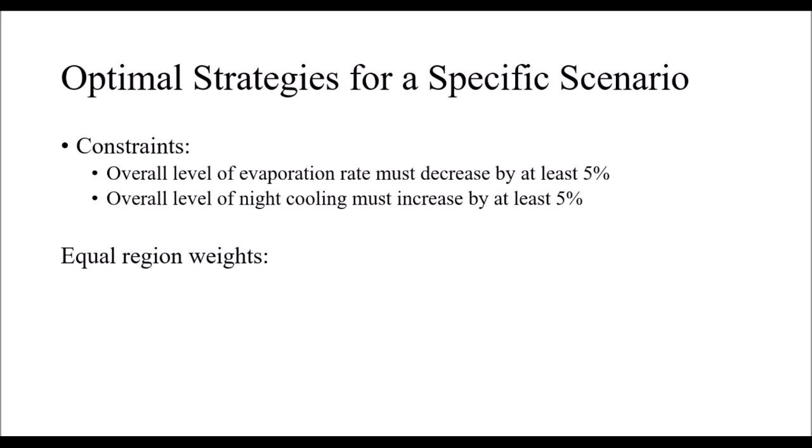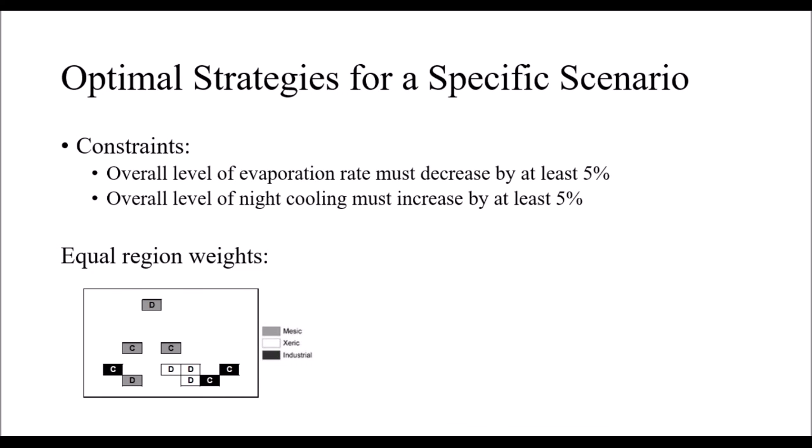If we were to assign equal weights to each of the regions, this is the set of development strategies we would get. It looks a little bit different from the individually optimal ones. The oasis strategy isn't used at all, mostly because that boosts the evaporation rate quite a bit.